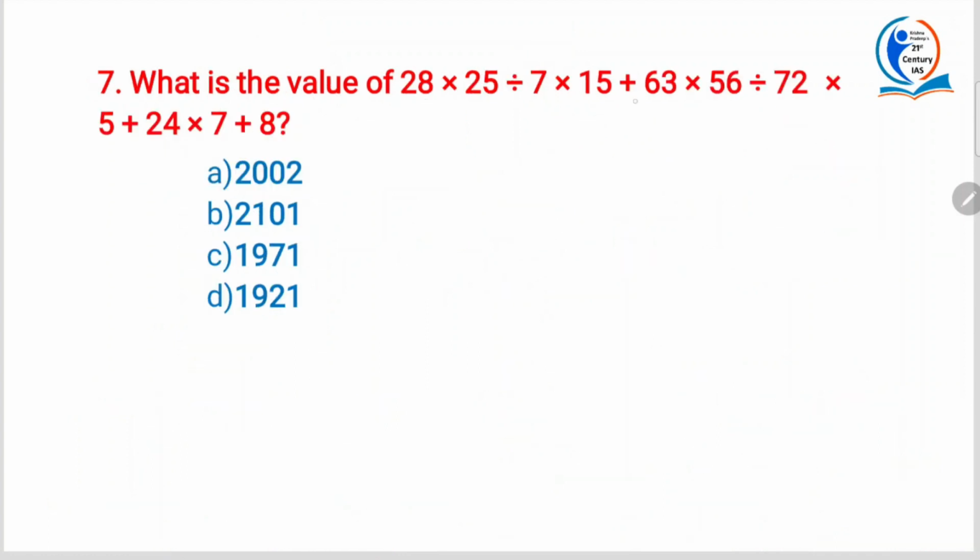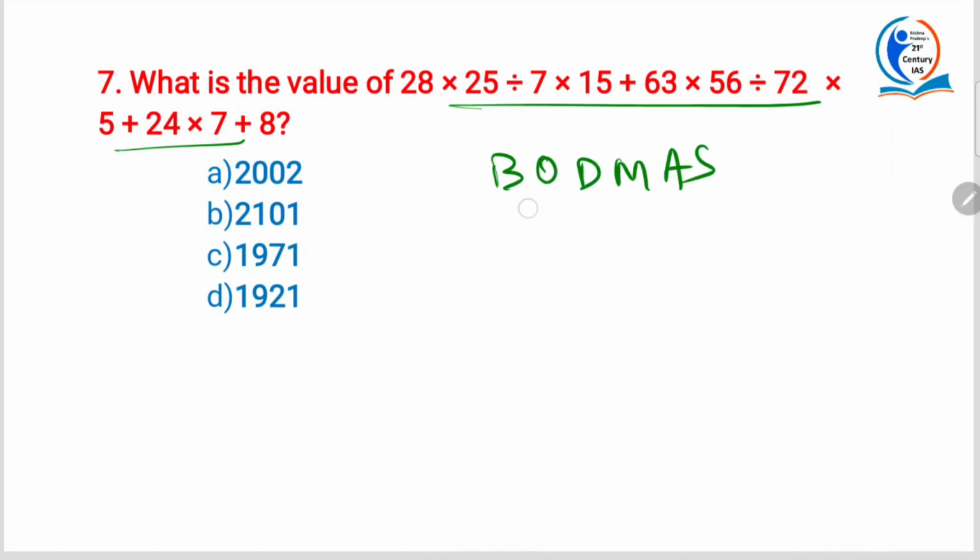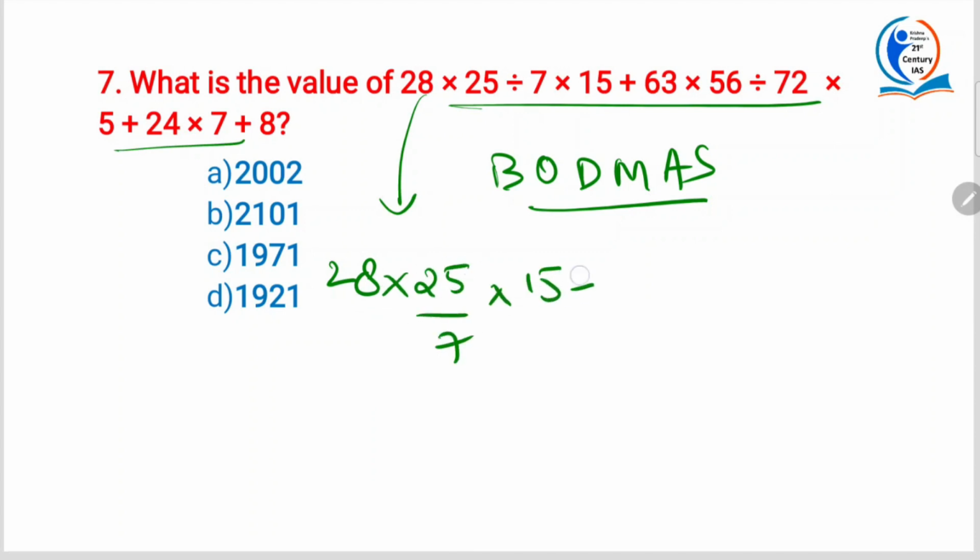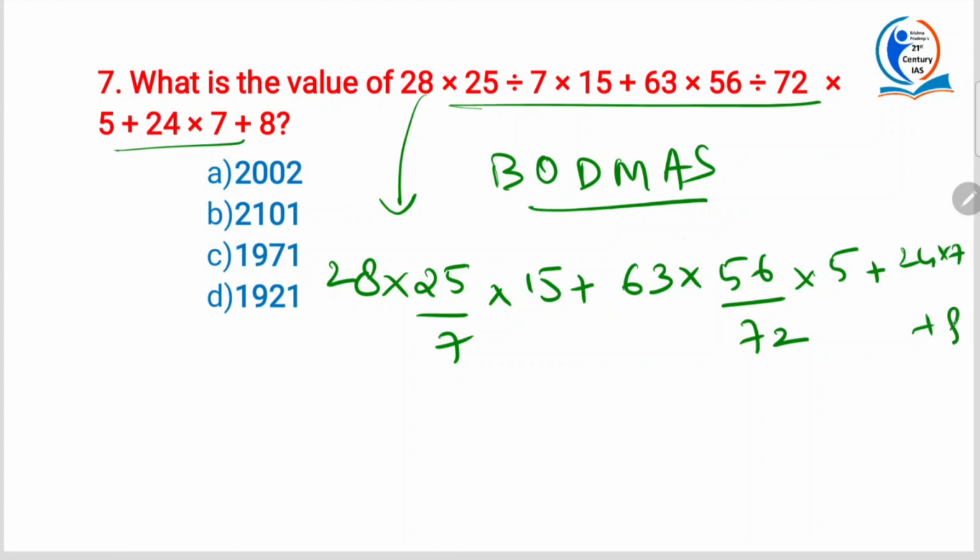What is the value of this equation? Here also the BODMAS rule shall apply. Alright. We have to write this equation as 28 into 25 by 7 into 15 plus 63 into 56 by 72 into 5 plus 24 into 7 plus 8. Alright. So 7 ones are 7, 7 fours are 28, 8 sevens are 56, 8 nines are 72, 9 ones are 9, 9 sevens are 63.